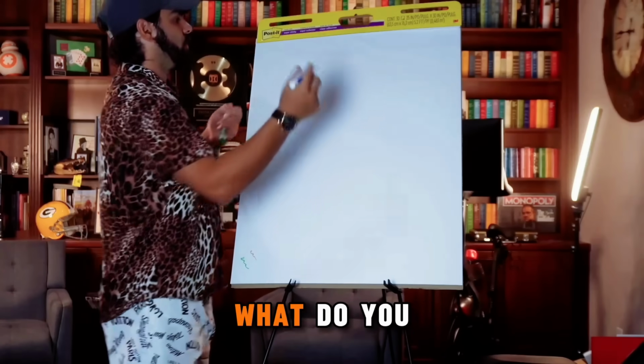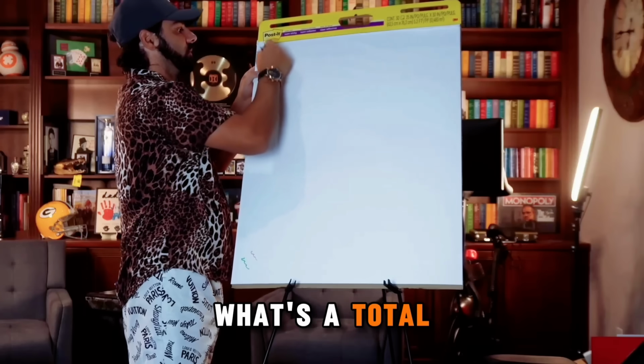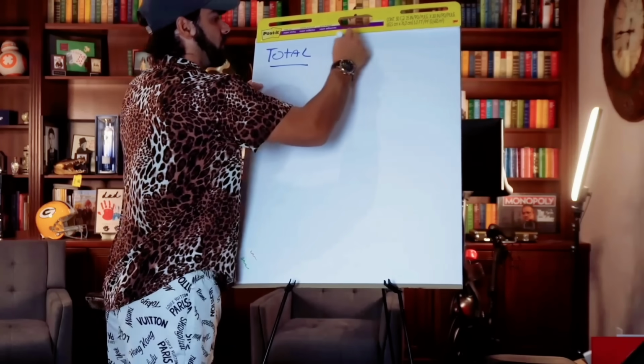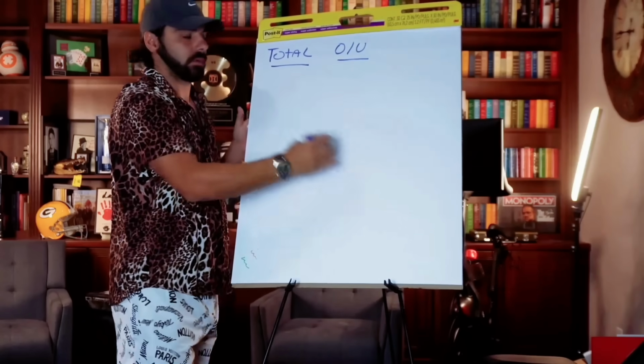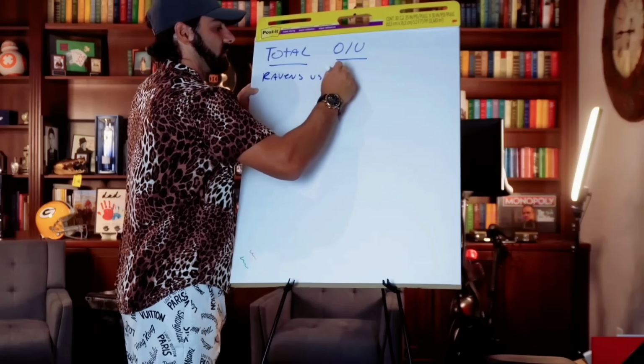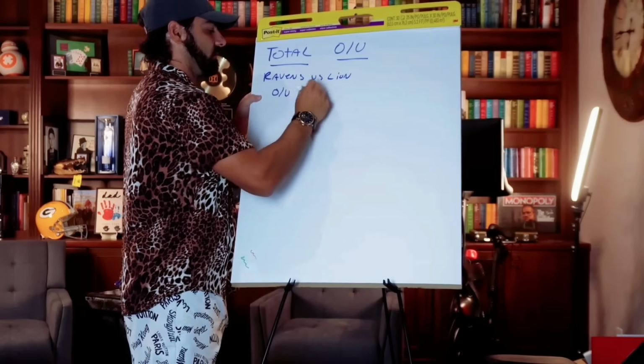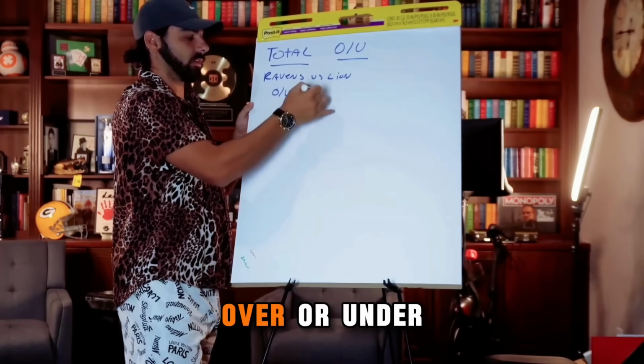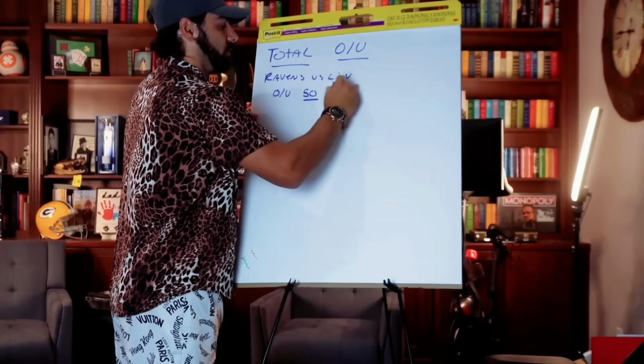Now, first off, what do you mean by totals? What's a total? All right, a total is an over or under in the game. So for example, let's say Ravens versus Lions. The over under is 50. You're betting whether it's going to go over or under 50, which is total points.